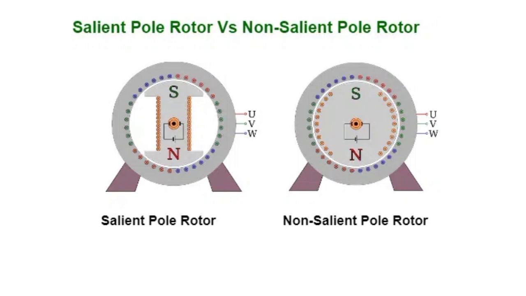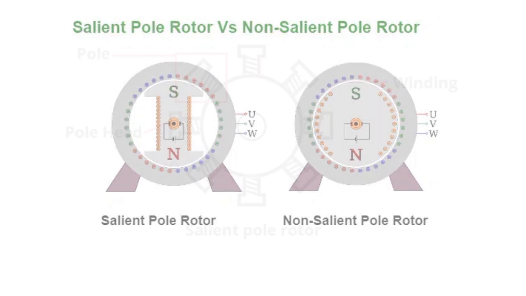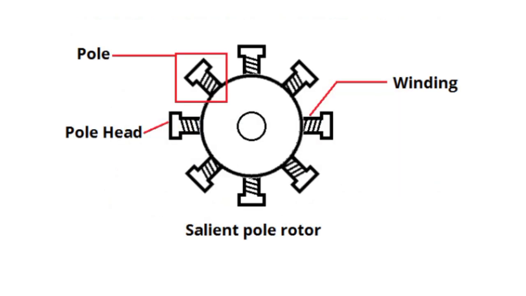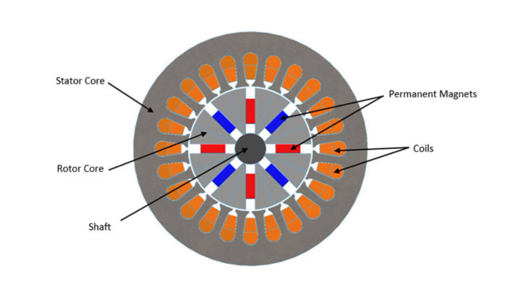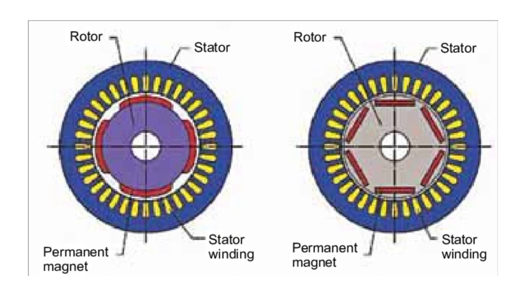Mainly, there are two types of poles. The first one is the salient pole. Salient poles are projecting poles that are visible on the rotor or the stator surface, but non-salient poles are poles that are not visible on the surface, often used in the cylindrical rotor. The design and configuration of the poles play a crucial role in a rotating machine. So this is the basic idea regarding the poles in a rotating machine.